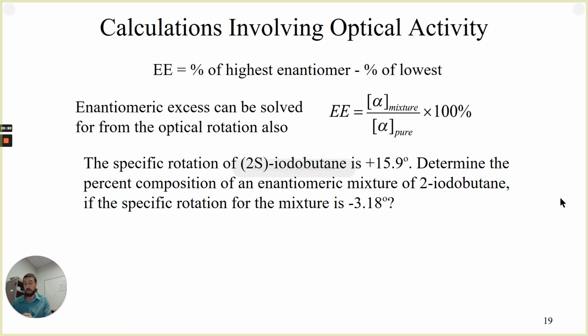Well, the first thing I could go through and do is say that the enantiomeric excess was equal to mixture, negative 3.18 over positive 15.9. Okay, this is going to be weird because if we did this calculation, we're going to get a value that is negative. How do we have a negative enantiomeric excess? I thought the enantiomeric excess was always the highest minus the lowest. Well, that just means you didn't look at your system or think through what those numbers meant.